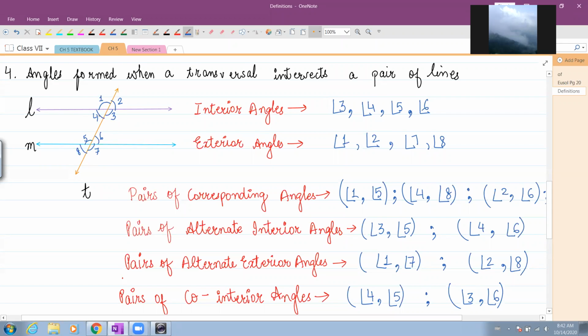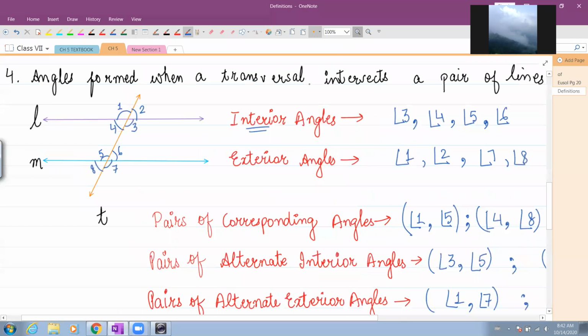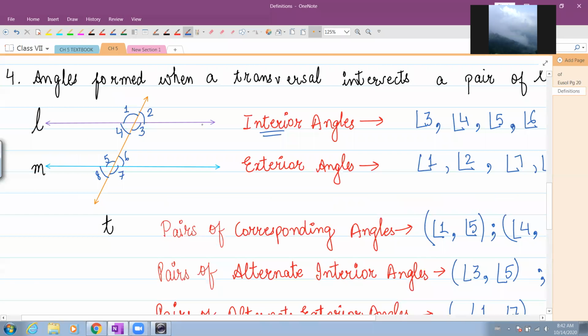And out of these 8 angles, I can identify special angles based on their position. So this is very important for you to understand. Based on the position, how will you identify what type of angles we have? So the first type of angles we have is interior angles. The angles formed inside the purple and blue lines, between the purple line and the blue line, I'll just zoom in here so you can see. Can you see which angles are those?